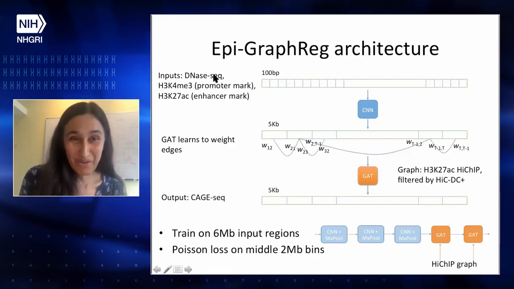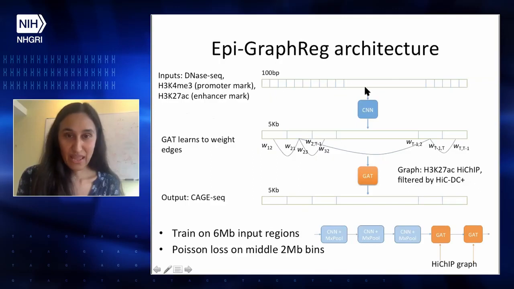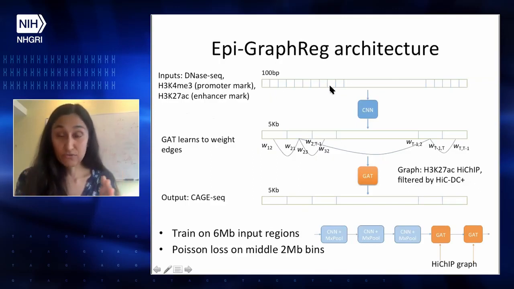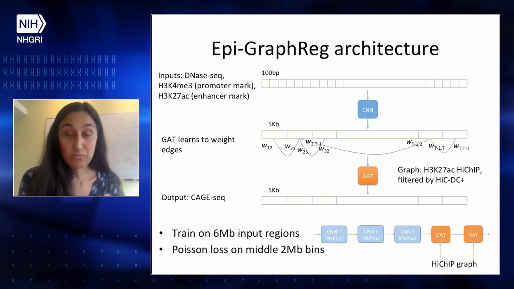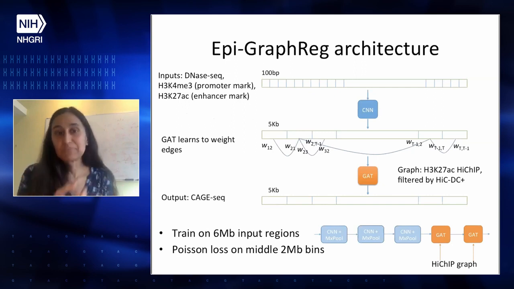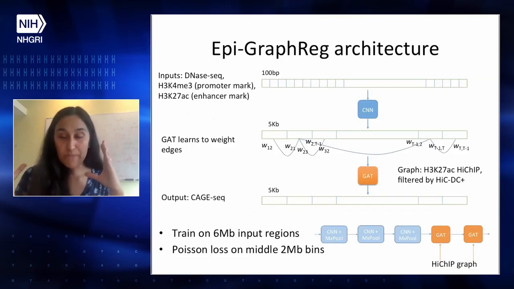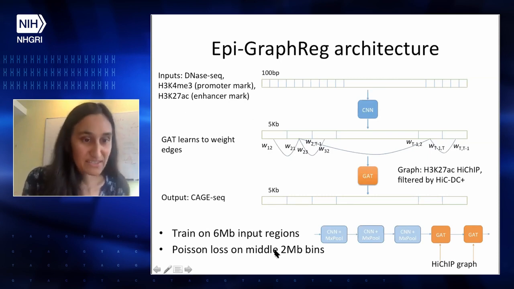More details on the model. We're using DNase, H3K4 trimethyl and H3K27 acetyl, with a finer binning for the histone marks. But by the time we get to the graph attention network, we're at 5 kb binning. So we are predicting CAGE-seq at this resolution, and we're making predictions on fairly large genomic regions of about 2 megabases.